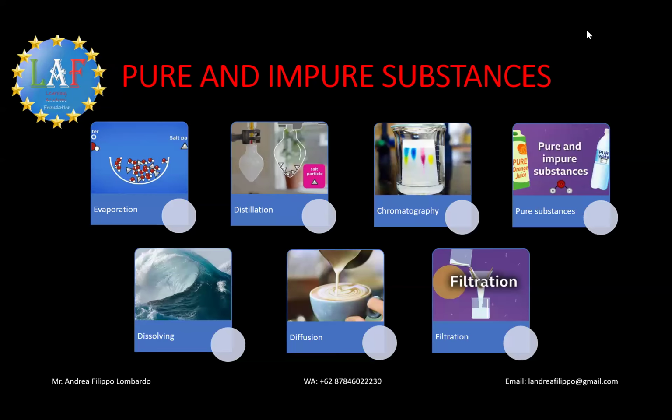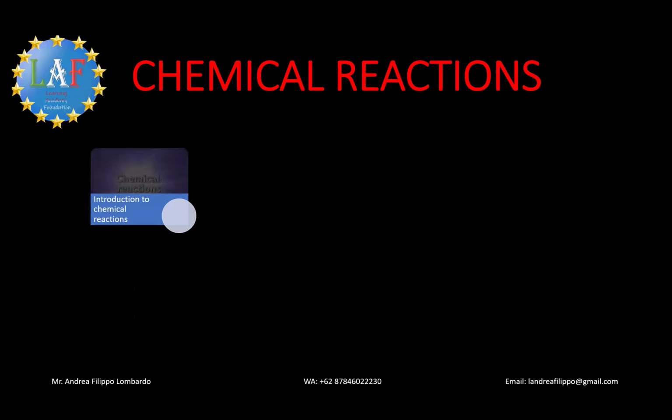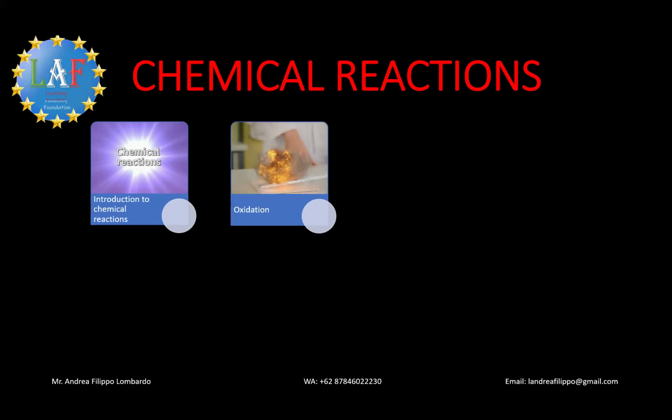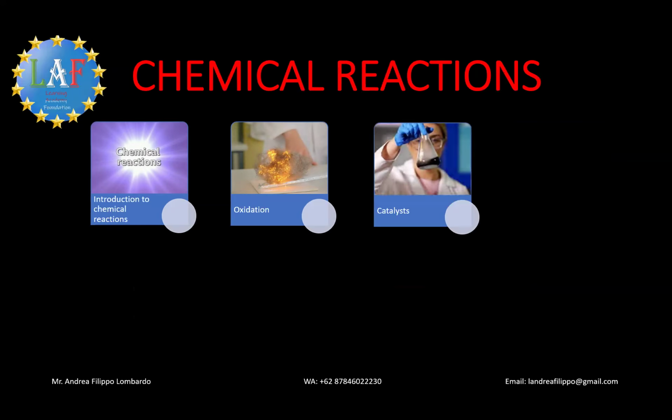The next section will be about chemical reactions, where the students will see that chemical reactions make new chemicals, and atoms are arranged during a chemical reaction, but the number of atoms does not change. In an oxidation reaction, a substance gains oxygen atoms. A catalyst is a substance that speeds up a chemical reaction. Catalysts are useful because they do not get used up during a reaction.